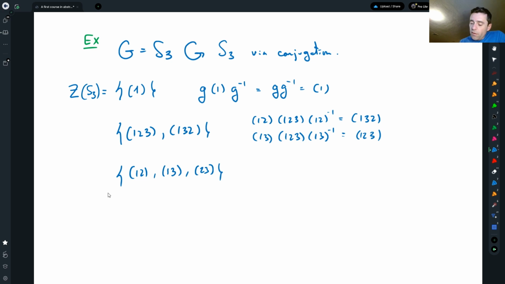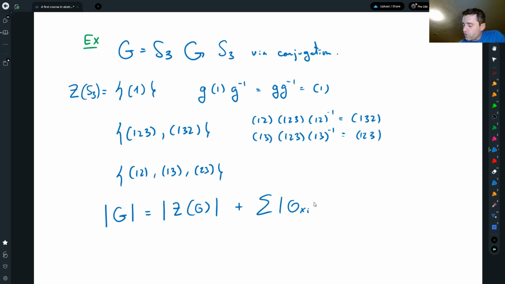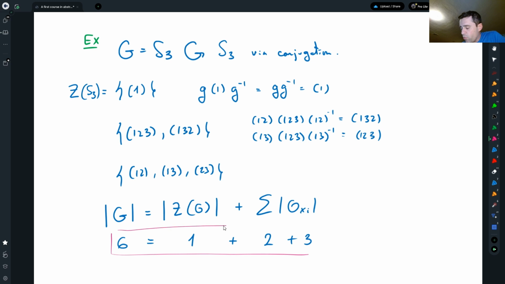So what the class equation in this case tells me is that the size of the group is the size of the center plus the size of the orbits, of these disjoint orbits. And in this case, it's telling me that 6 is equal to 1 plus 2 plus 3. That's all it tells me. So again, it seems harmless. It seems like we are just moving around symbols and notation, but we're going to see that thanks to this, we're going to be able to prove some significant results.